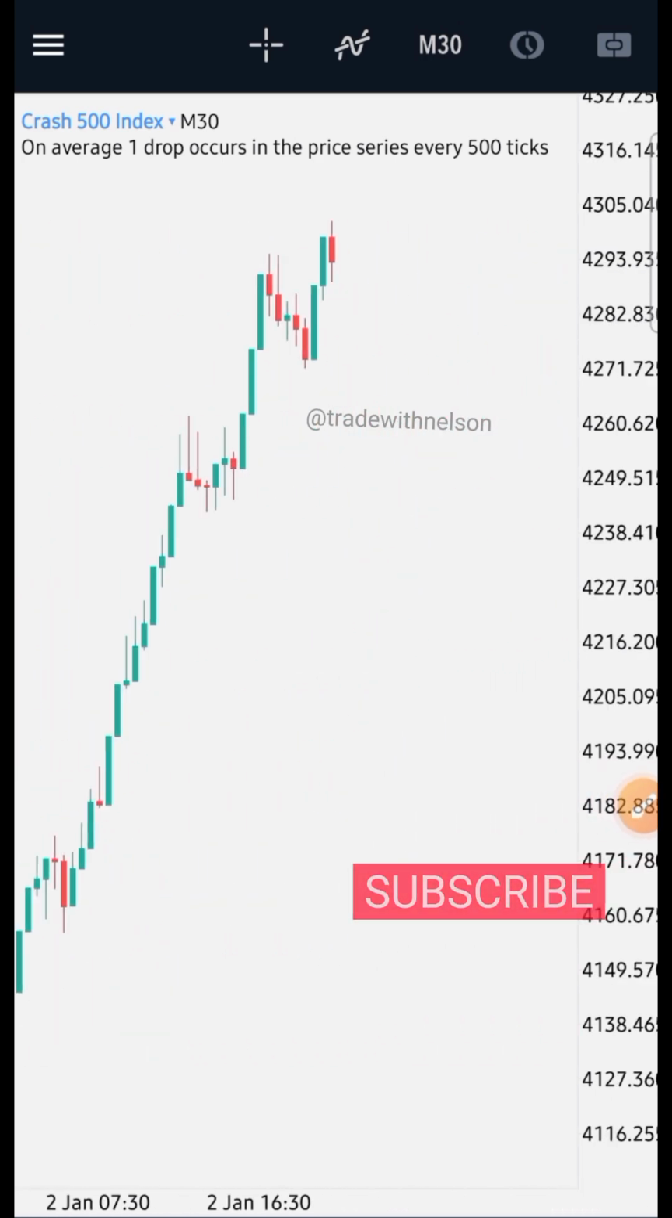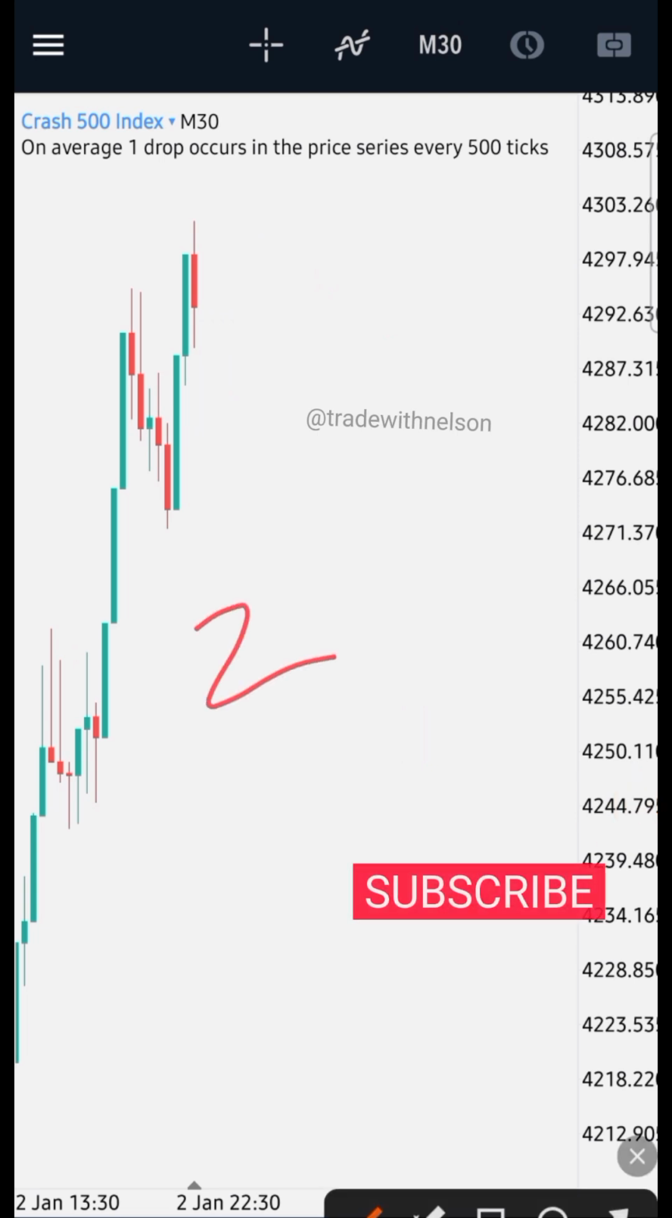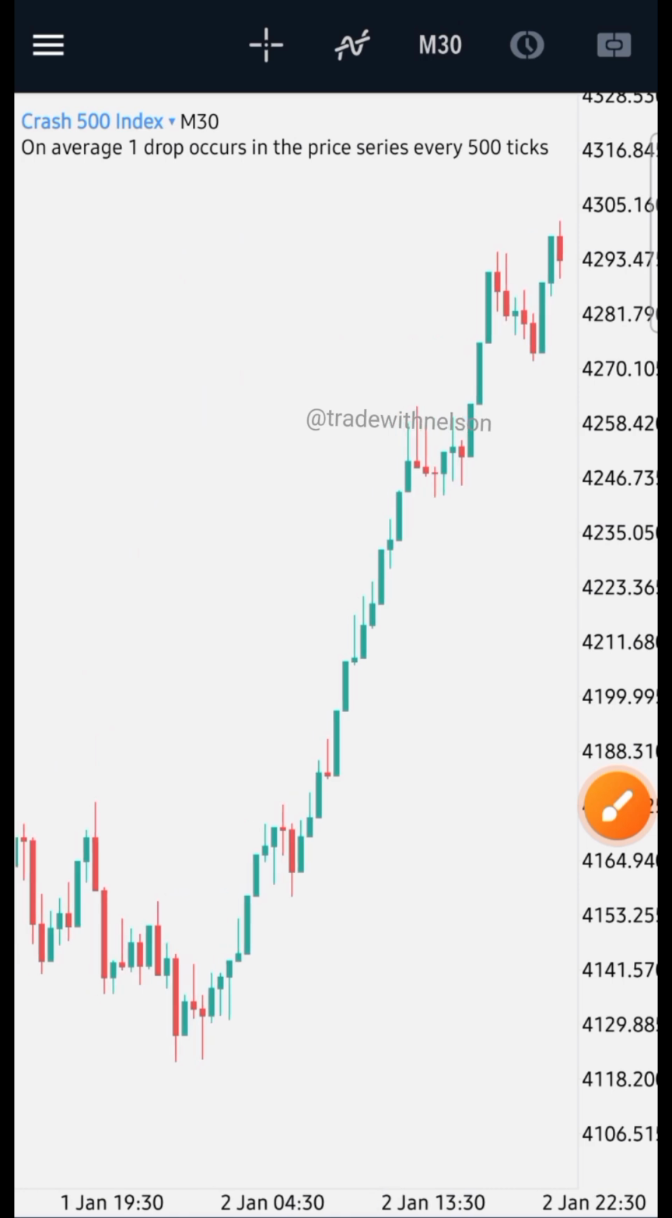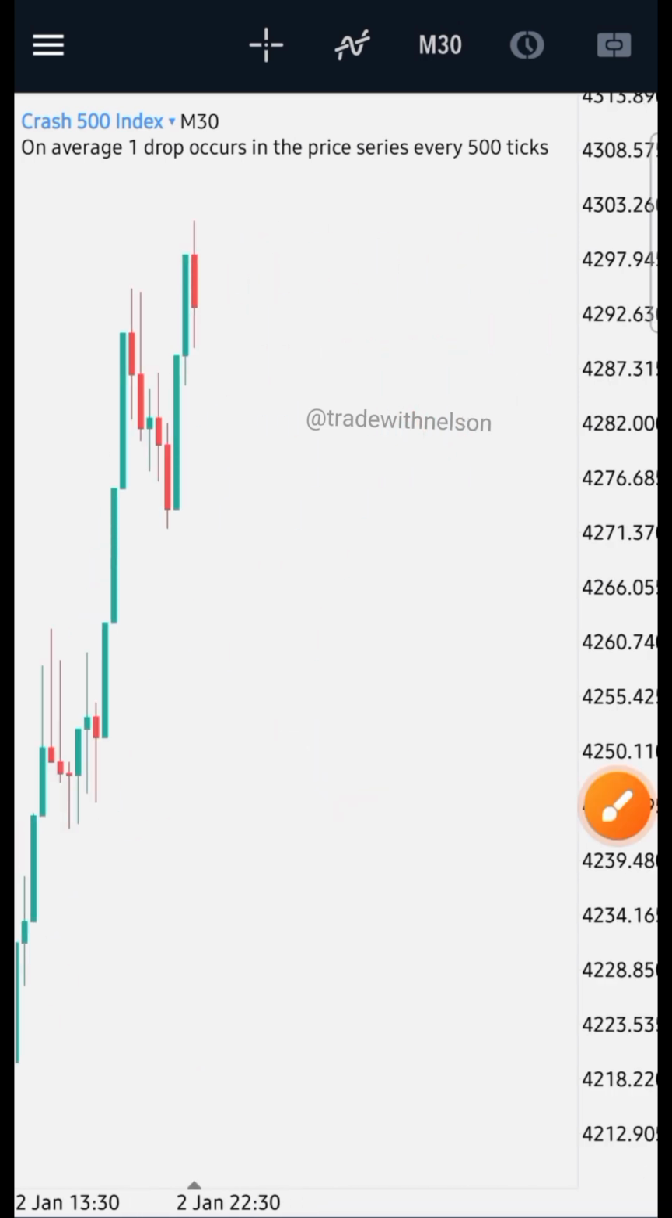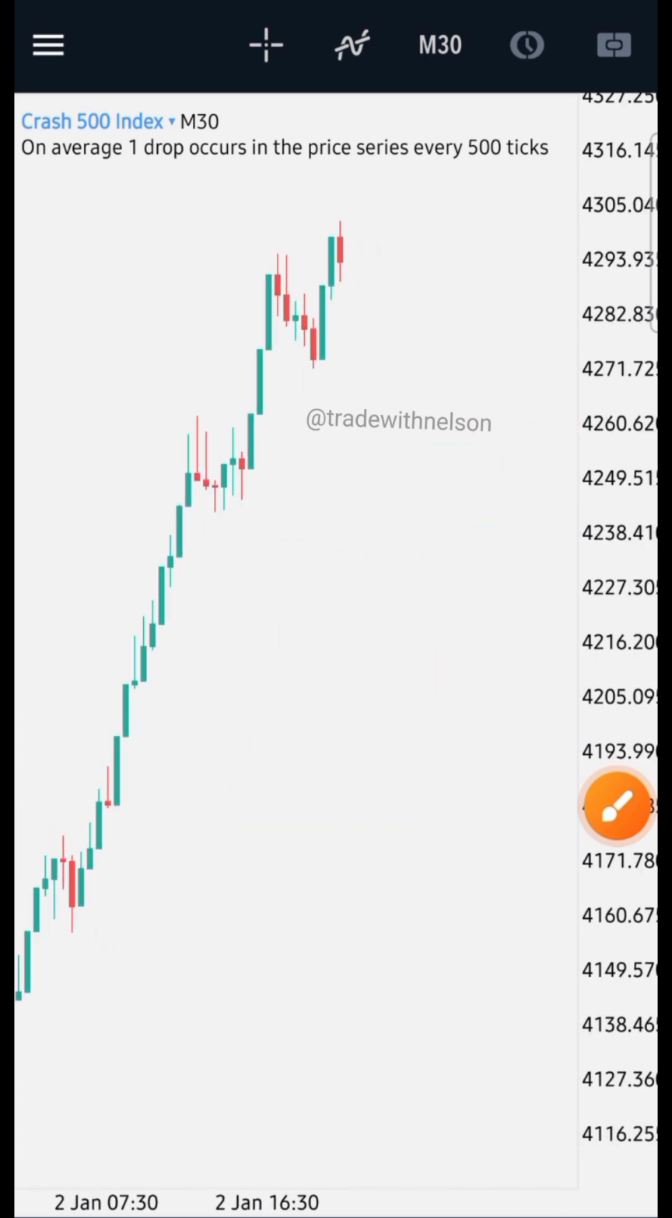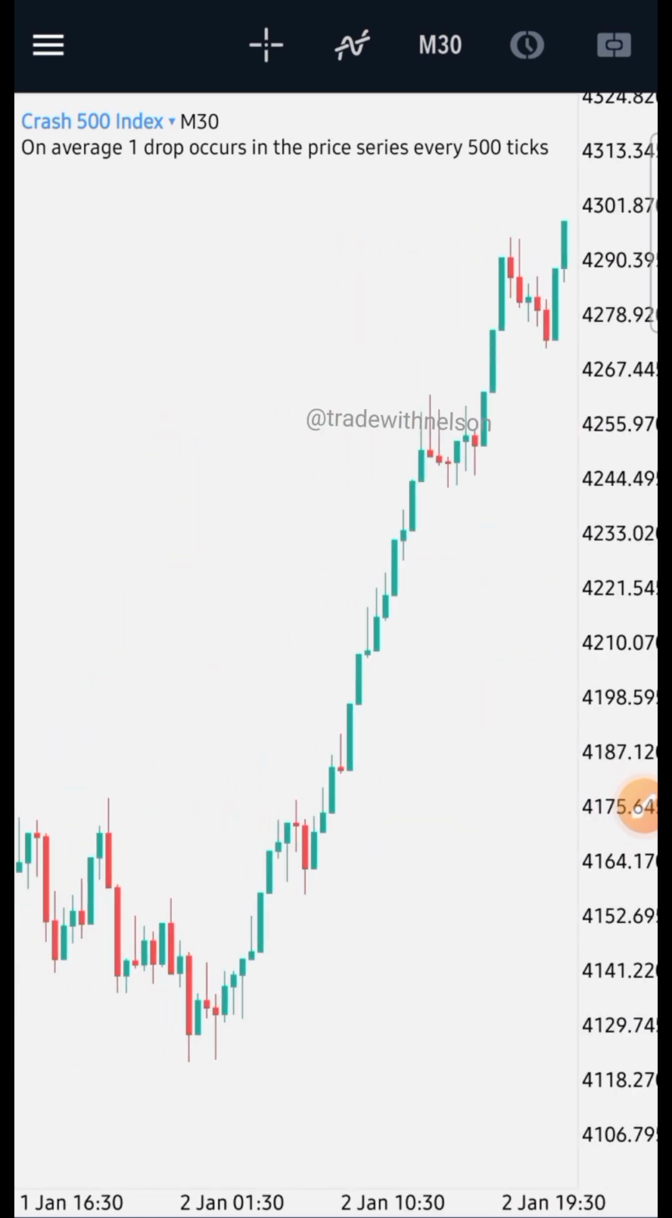So what you can just do is to pick maybe two of the pairs in volatility or two of the pairs in boom and crash, because if you pay attention to many pairs you might not be able to catch a better move in this strategy.